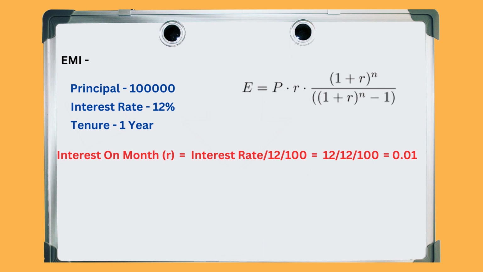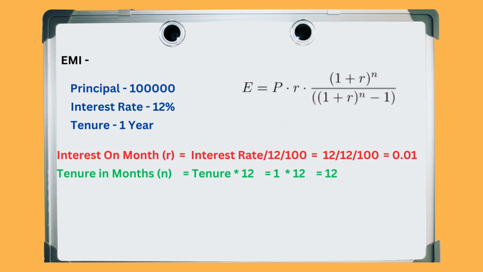The next one, N, is the number of months, the duration of the loan in months. Here the tenure is just 1 year, so that is 1 times 12, because every year has 12 months. It's simple and straightforward. So N will become 12.